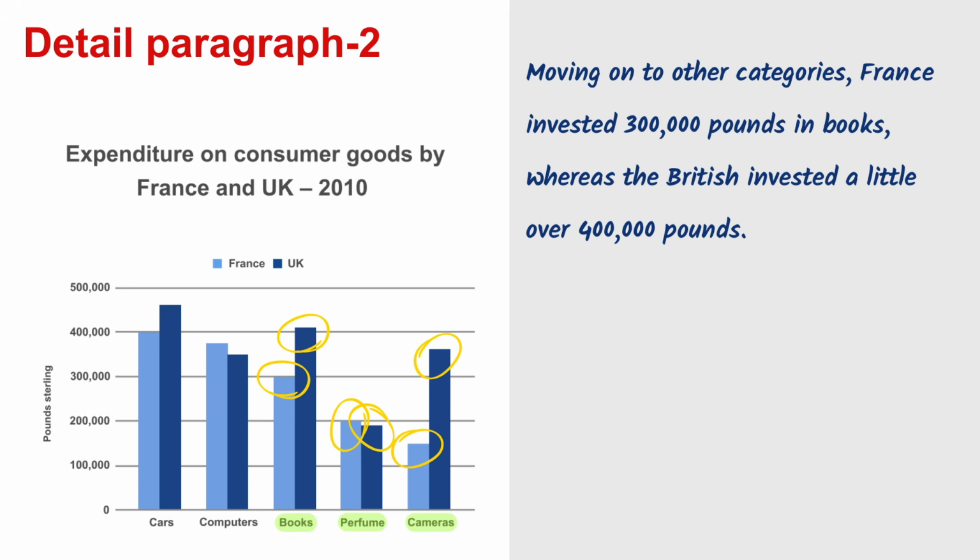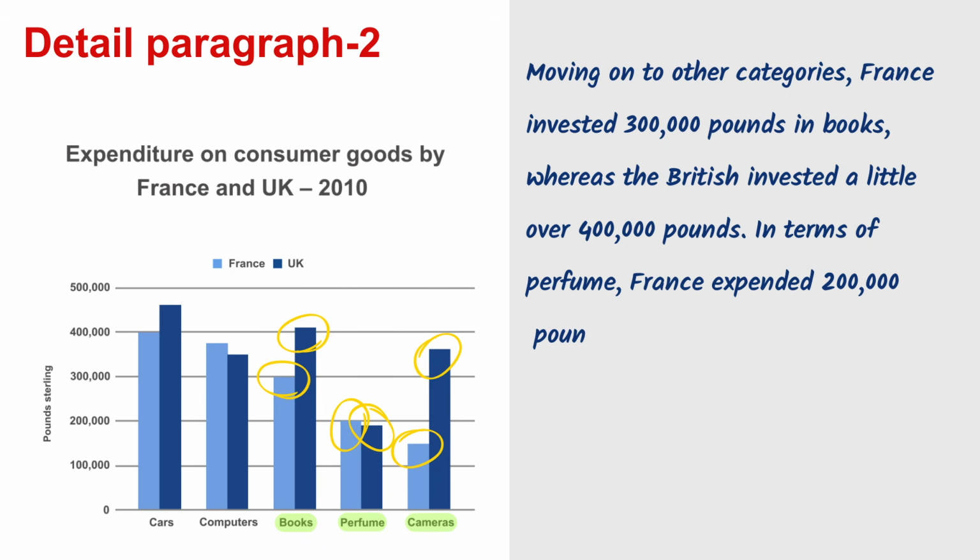Now, if we want to change the category here, if we want to talk about perfume here, you can start with a phrase like in terms of. In terms of perfume, France expended 200,000 pounds while, so in my previous sentence I used whereas, now here I use while, Britain was close behind. It's a good phrase here. When the data for both countries are very close, we can write close behind. It means that it was a little bit lower than France, close behind.